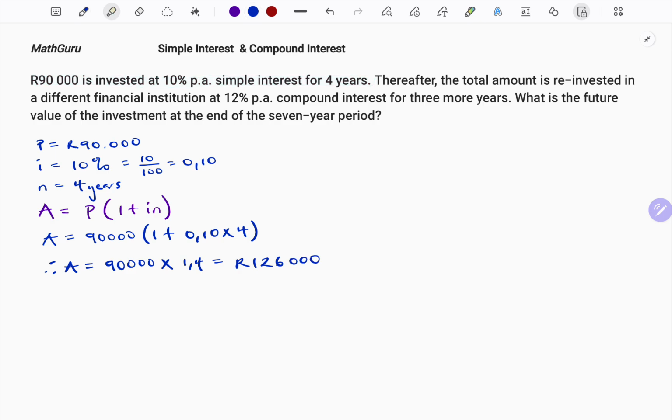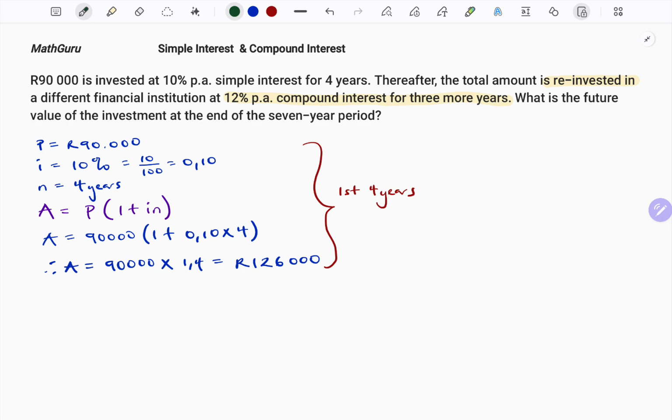So the next statement here says that thereafter, the total amount is reinvested in a different financial institution at 12% per annum compound interest for 3 more years. What is the future value of the investment at the end of the 7-year period? So what we've calculated so far is the first 4 years as shown. So the new calculation will be the next 3 years to make it a 7-year period.